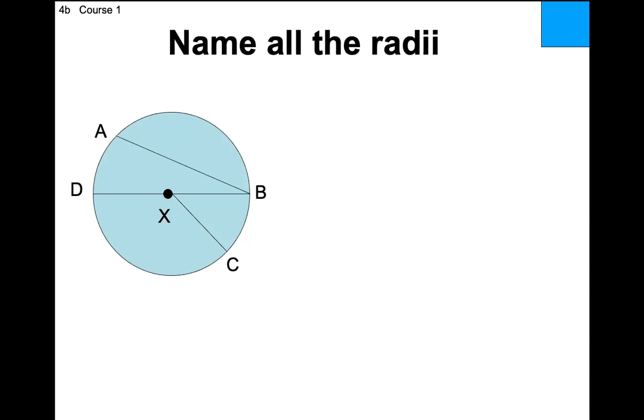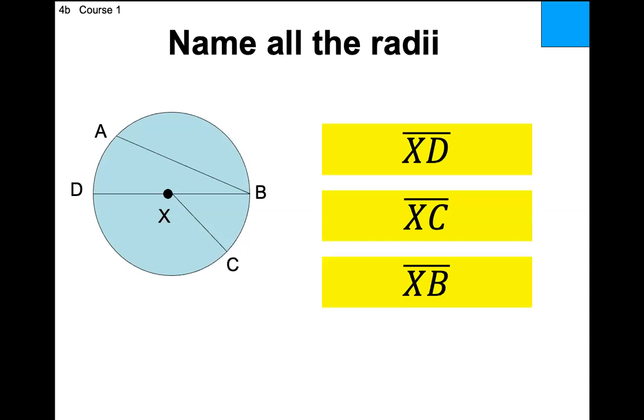So radii measure from the center to the circle. So radius X. You start from the center and you go to a point. XB or X or X. Why not XA? There's no black line there. If there was one, XA would be one. So we have 3 radii here. They all start with the letter X, because X is the center.